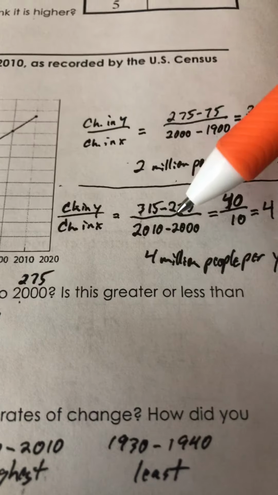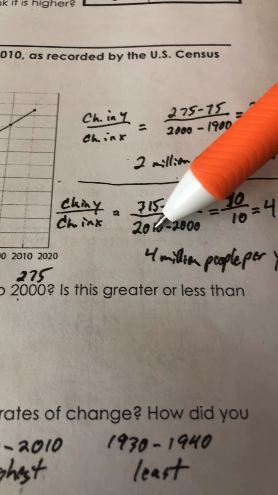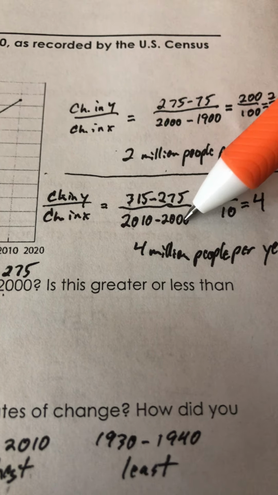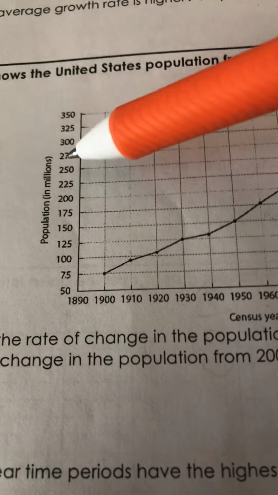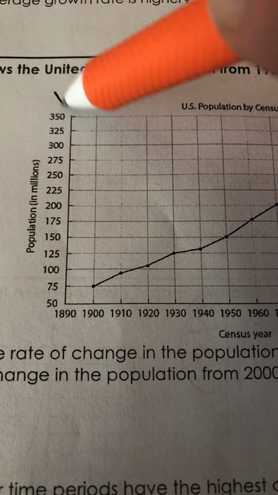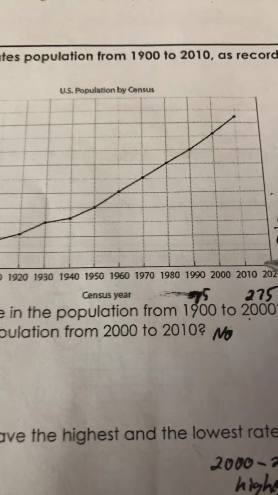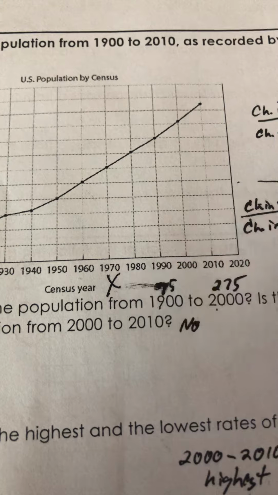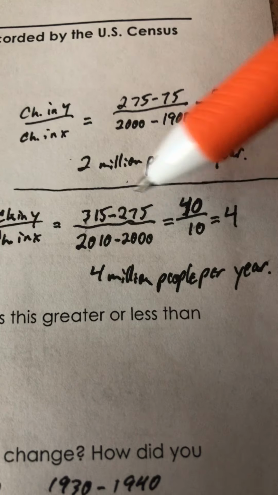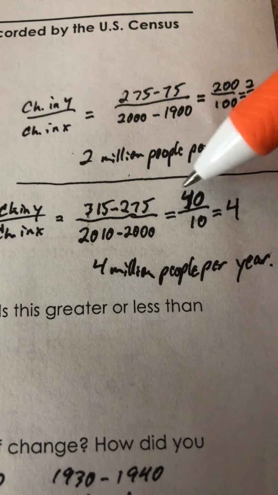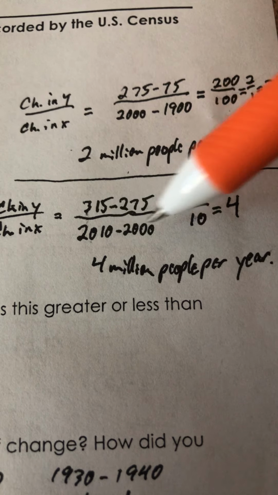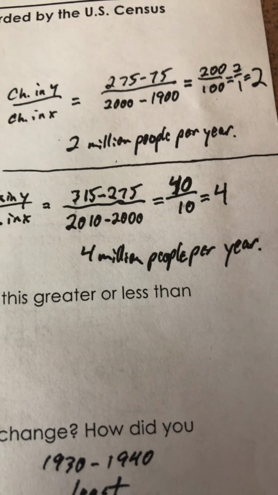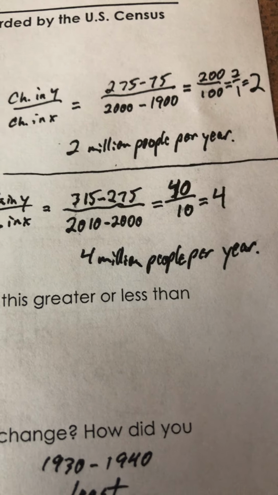And then the average rate of change from 2000 to 2010. 2010 corresponds with 315 on the graph over here. That's where I got these numbers. This is my y values, remember? These are my y's. I had to show that to somebody in class. And these across the bottom would be your x values down here. Okay? So I just take 315 minus 275 and I get 40, and 2010 minus 2000, I get 10. 40 divided by 10 is 4. So 4 million people per year.